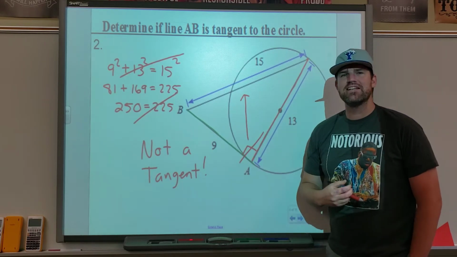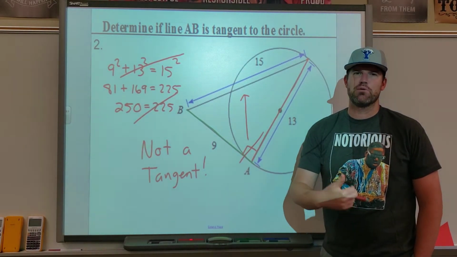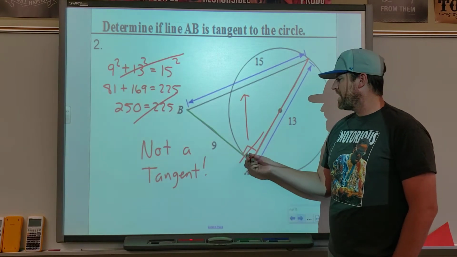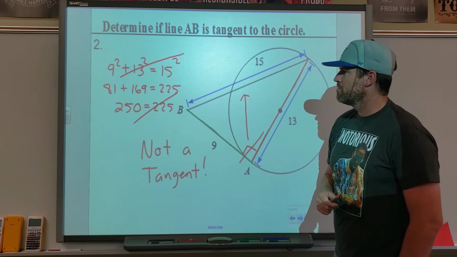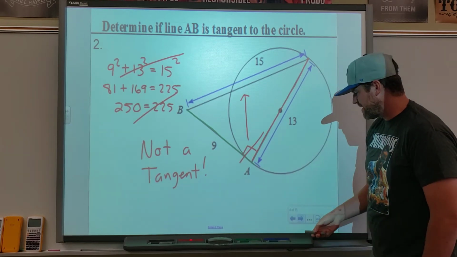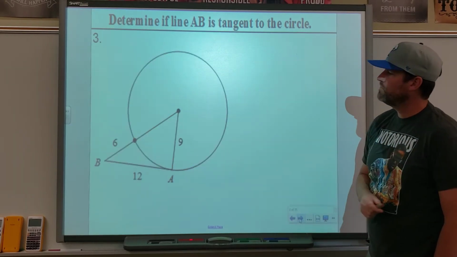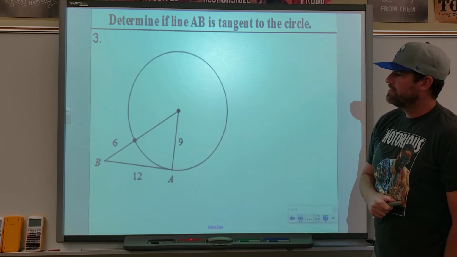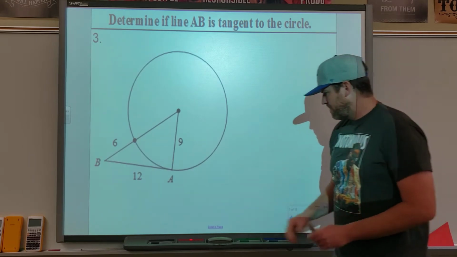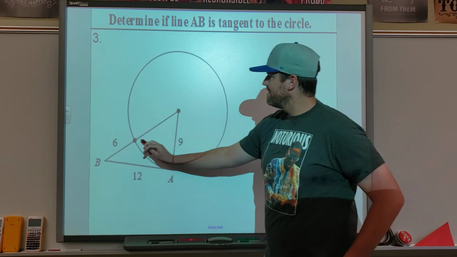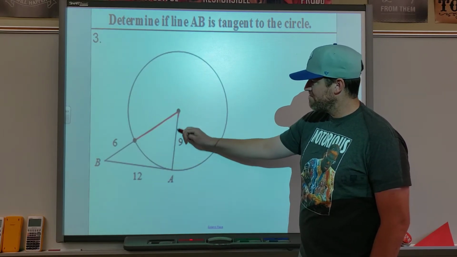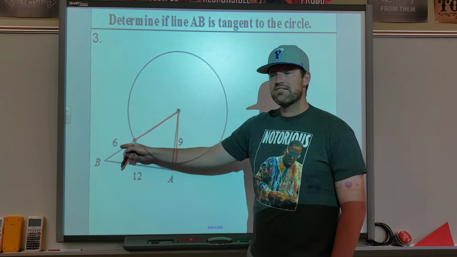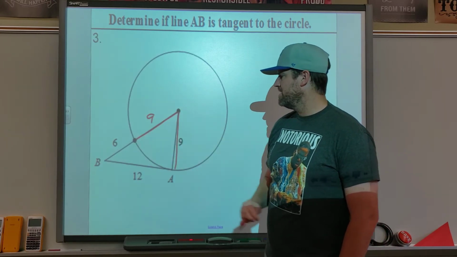But the big idea is we know that tangents will be perpendicular, or form a right angle, with the radius or diameter. So we're using the Pythagorean theorem to check it. All right, another example here. Here's another one where they didn't give me the full length of this, but if this radius is 9, how long is this radius? Right, it is 9.